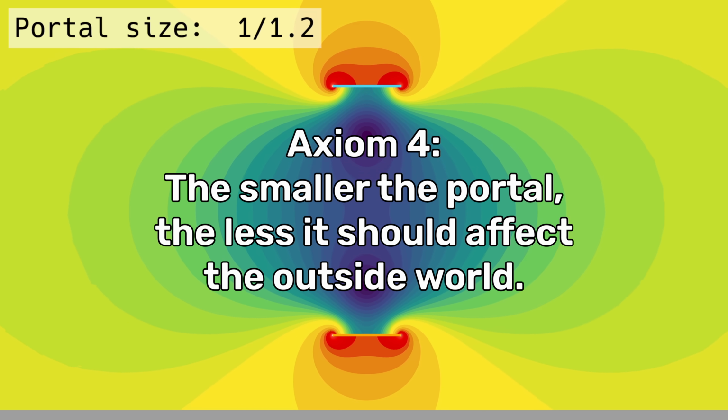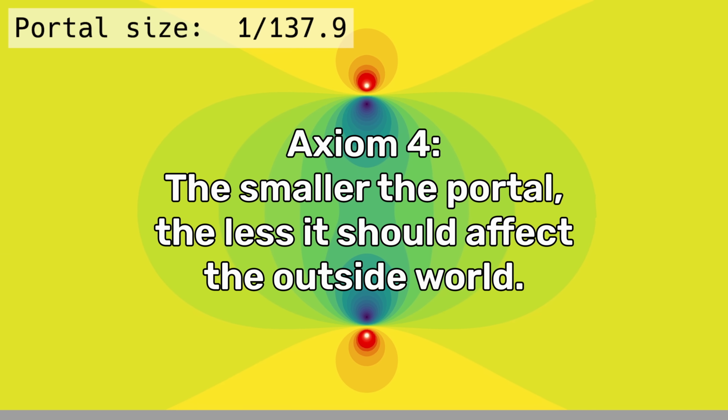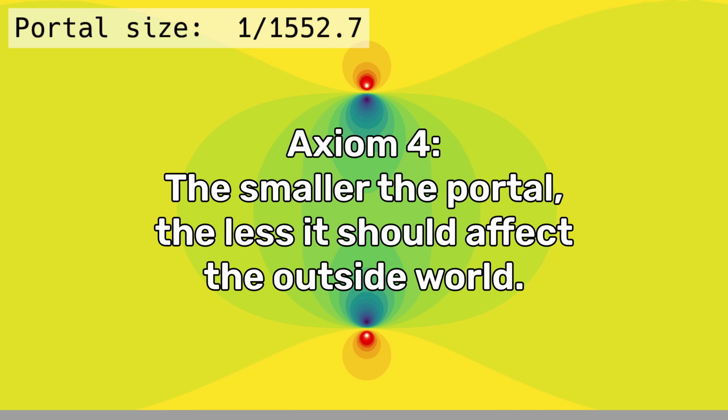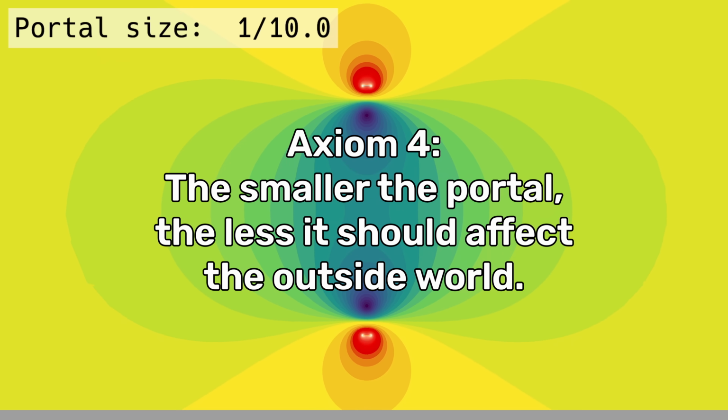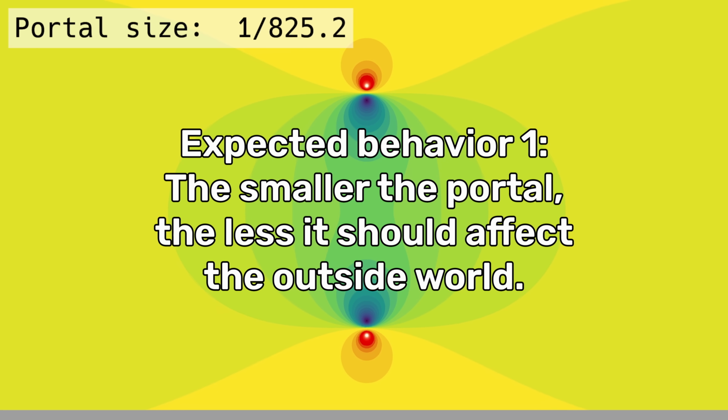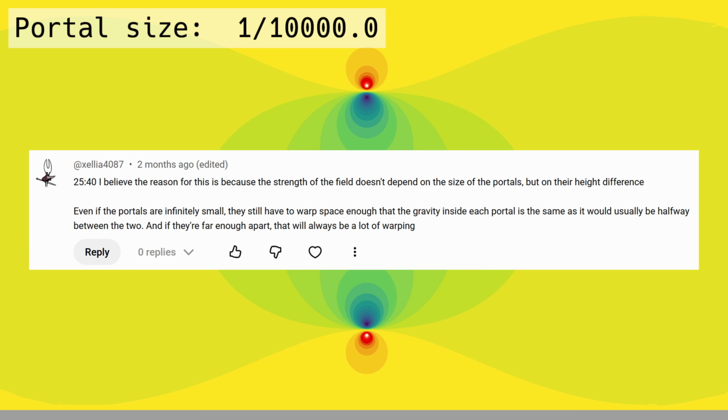And now the answer to the most discussed question from my previous video. Does my fourth axiom about portal size really hold up? Yes, I got the terminology wrong. It's more of an expected behavior than an axiom. A lot of comments said my intuition was wrong, and that as portals approach zero size, they should still have a measurable effect on gravity, because they glue together areas at different heights, meaning different potentials, so their influence on gravity will always be noticeable.